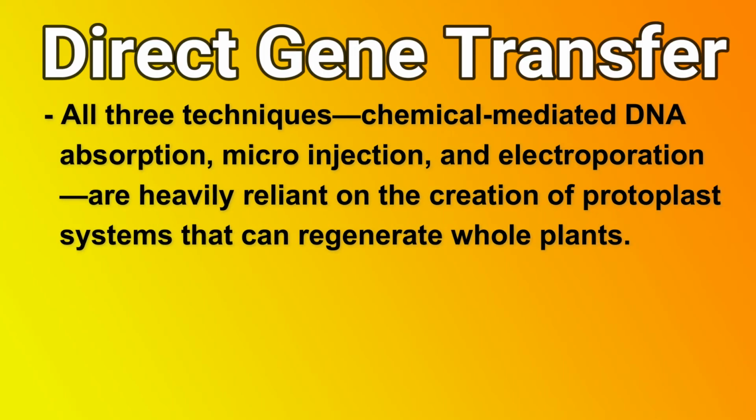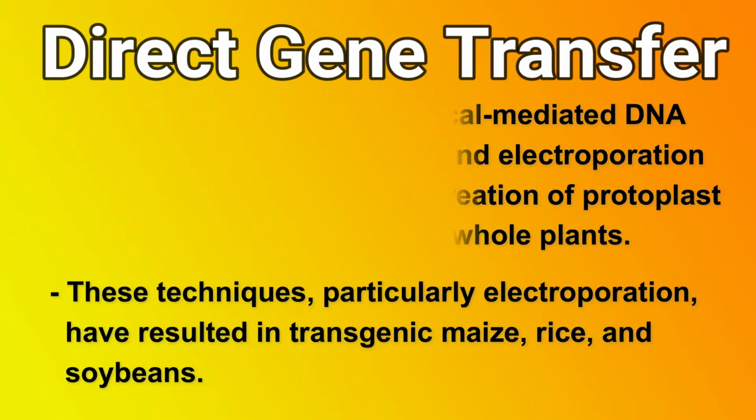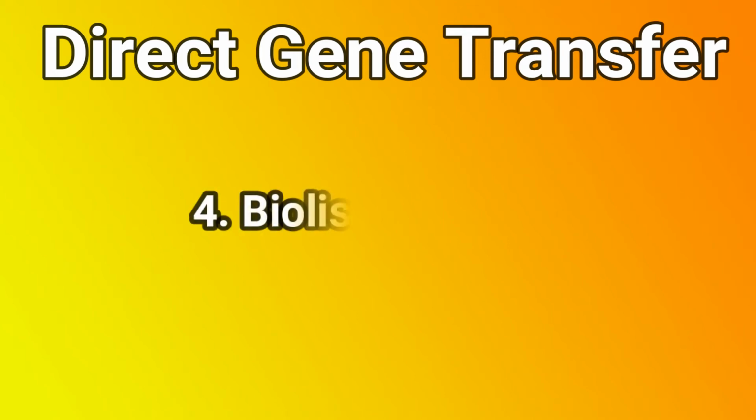So all these three techniques, chemical-mediated DNA absorption, microinjection, and electroporation, are heavily reliant on the creation of protoplast systems that can regenerate the whole plant. These techniques, particularly electroporation, have resulted in transgenic plants such as maize, rice, and soybeans. However, success rates are modest and the procedures are not always replicable. Number 4.